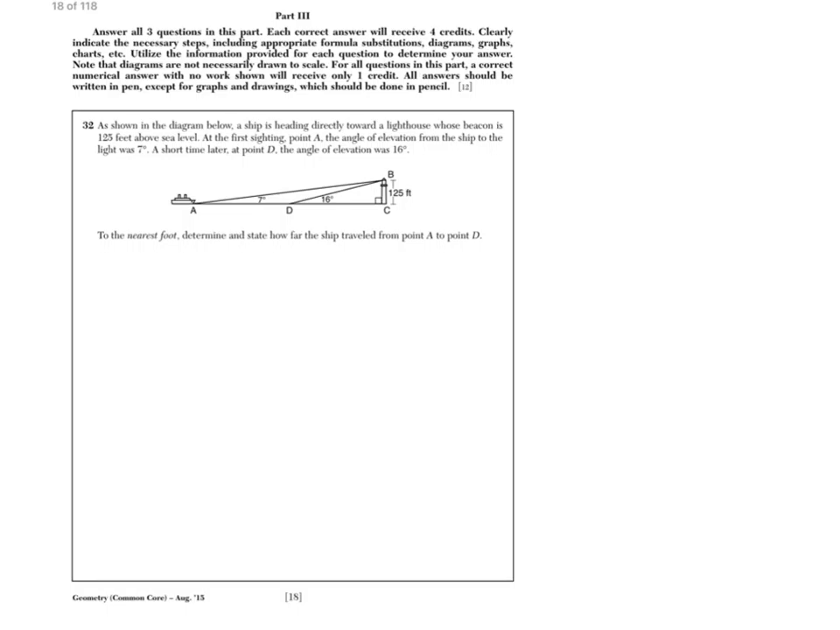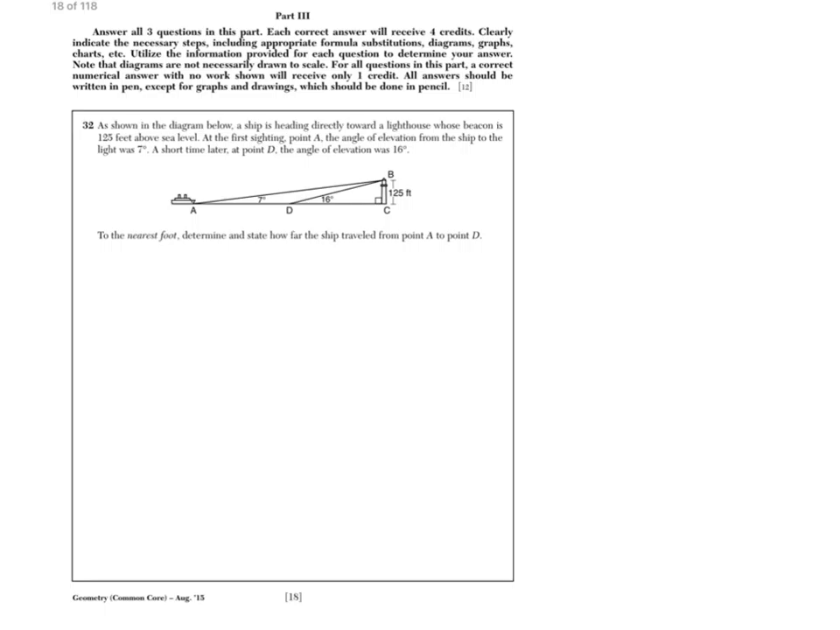August 2015, Common Core Geometry Regents Exam, Part 3. Answer all 3 questions in this part. Each correct answer will receive 4 credits. Clearly indicate the necessary steps, including appropriate formulas, substitutions, diagrams, graphs, charts, etc. Utilize the information provided for each question to determine your answer. Note that diagrams are not necessarily drawn to scale.